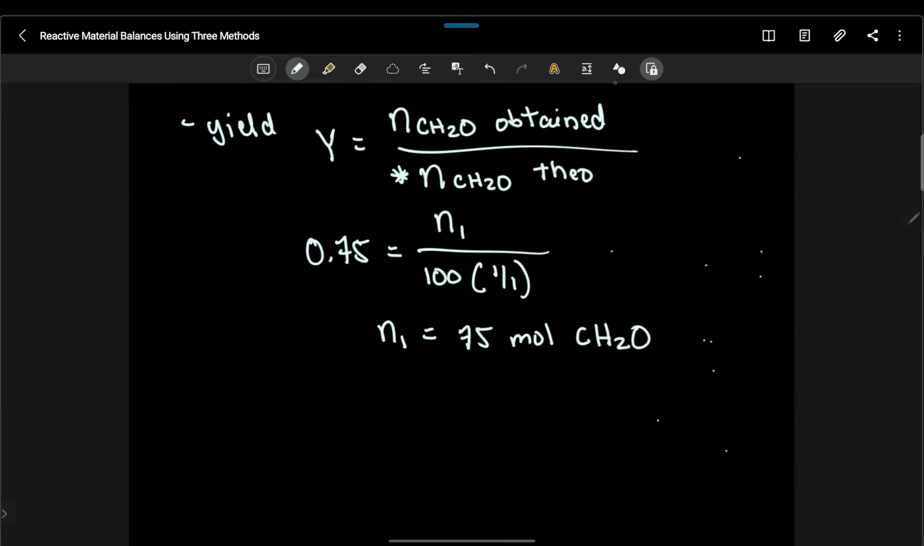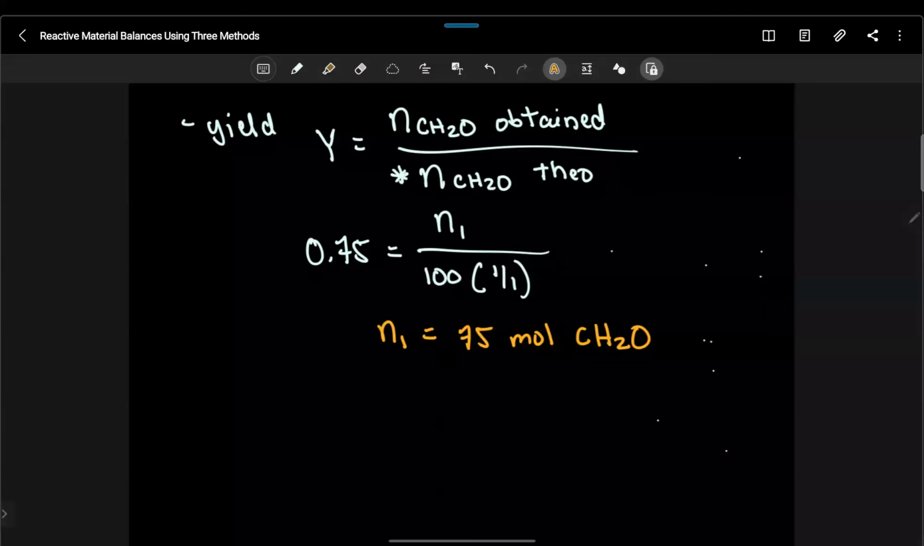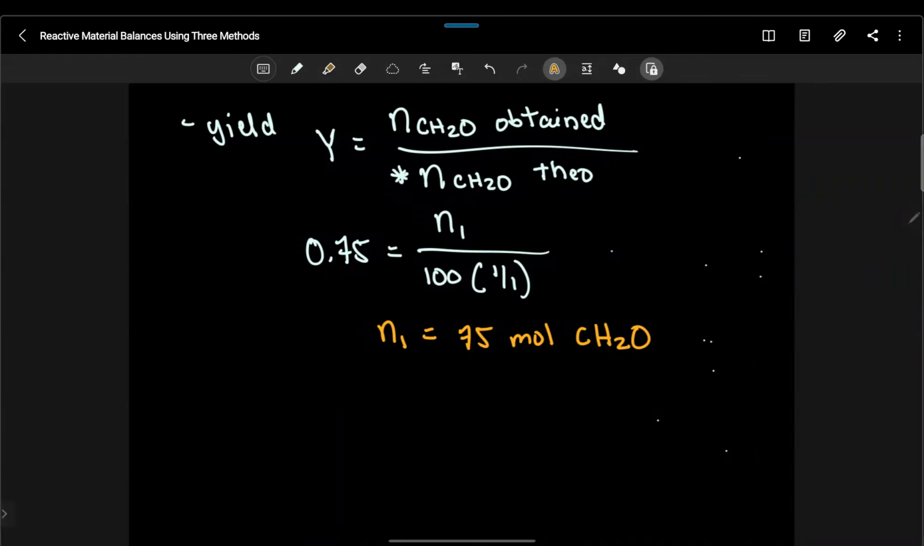So out of the 6 unknowns, na-compute na natin yung dalawa. So 4 na unknowns na lang yung ating kailangang i-solve. Okay? So dito mag-uumpisa yung mga methods na kailangan natin gawin to solve for the material balance. So umpisahan natin sa extent of reaction method.